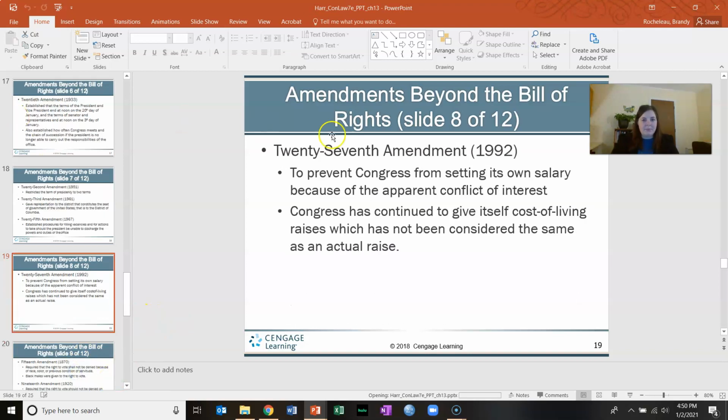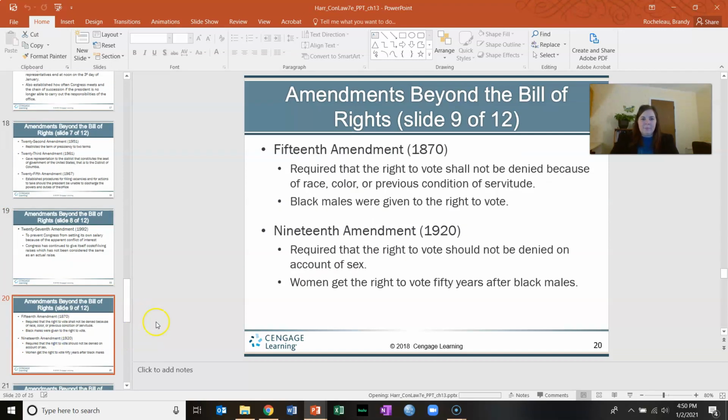The 27th Amendment prevents Congress from setting its own salary, but Congress does get cost of living raises, which is considered not to be an actual raise. The 15th Amendment protects the right to vote. It says the right to vote shall not be denied because of race, color, or previous condition of servitude.